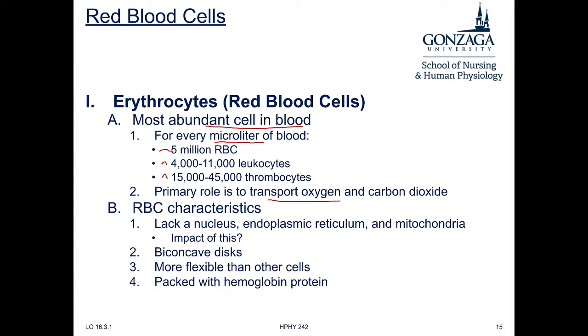I told you that they lack a nucleus, but they also lack an endoplasmic reticulum, and they lack mitochondria. So I have under here, impact of this question mark. This is something that I'm going to pose to you now, and then when we meet the next time, I want to see what you guys can think. What is the impact of red blood cells lacking a nucleus, lacking endoplasmic reticulum, and lacking mitochondria?